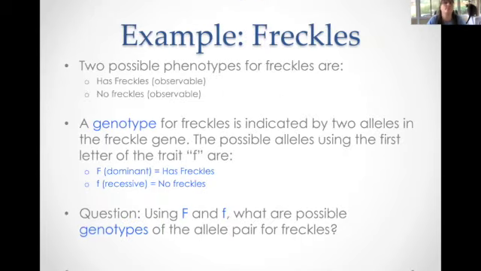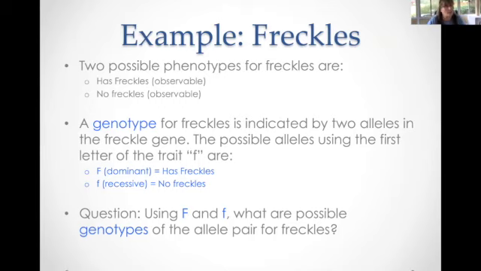Example, freckles. You look at somebody like the Weasleys, they have freckles. You look at Draco Malfoy, he does not have freckles. So has freckles, you can see this. Does not have freckles, you can see this. So the freckles are the phenotypes. The genotype are going to be F. We're using F because F for freckle makes it easy.